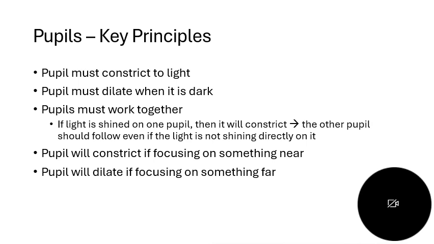Number 3, the pupils must work together. If you shine a light on one pupil, the other one must constrict even if light is not being shined on it. This is called the consensual response. If the pupils are focusing on something up close, they will constrict. If they are focusing on something at a distance, they will dilate.